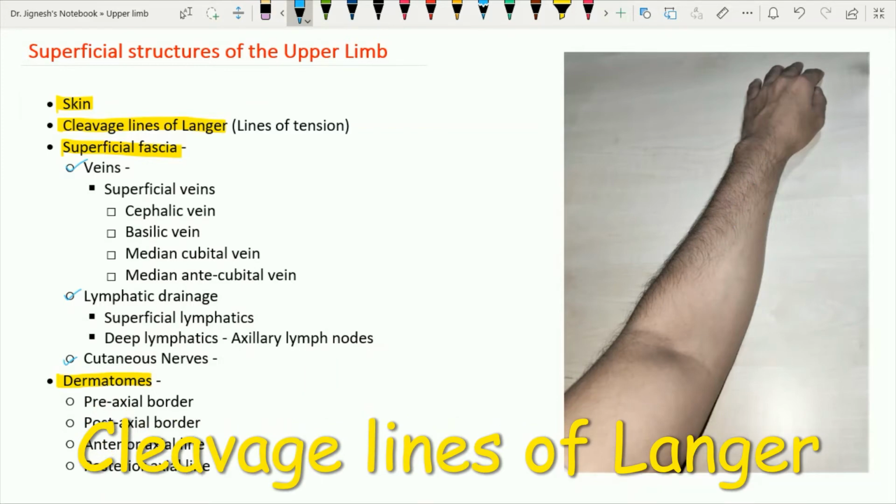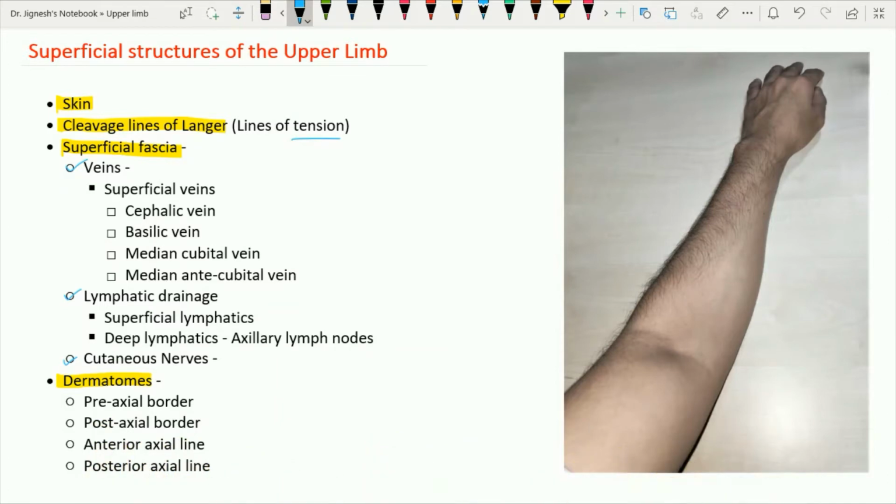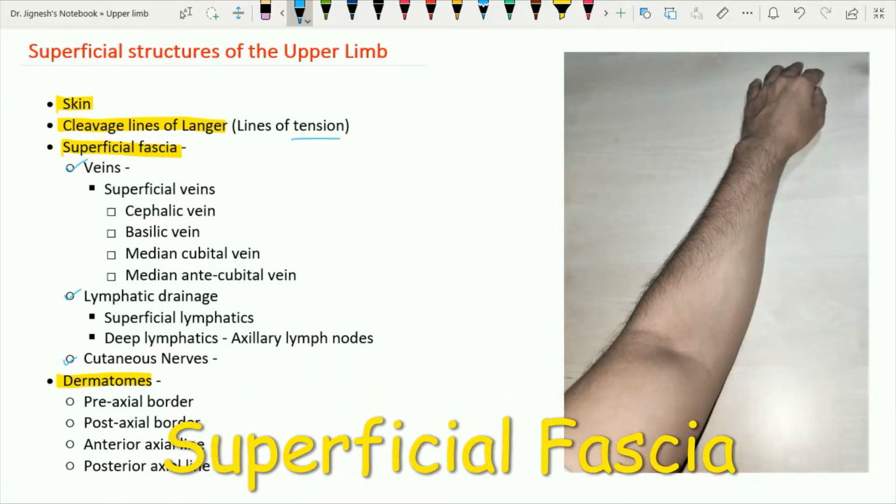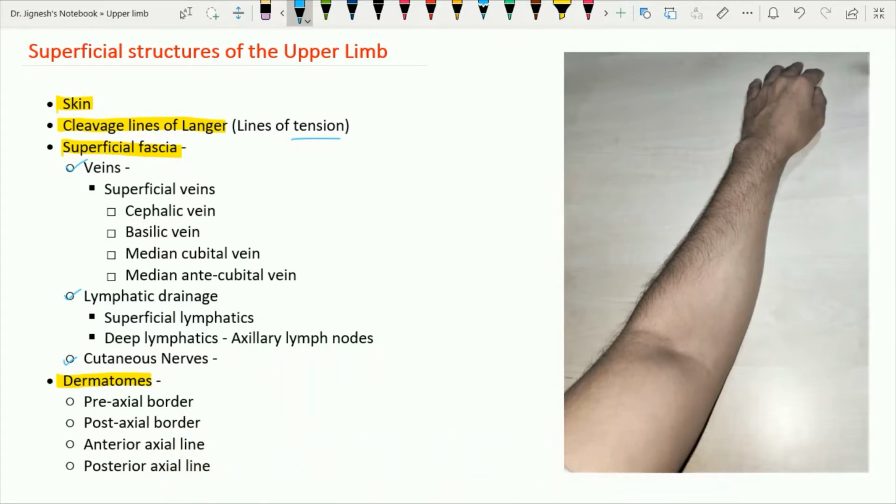When we see the cleavage lines of Langer, these are the lines of tension, and they are nothing but the orientation of the collagen fibers within the dermis. The superficial fascia of the upper limb is loaded with fat and is just below the skin. It also contains fibroareolar tissue, and within the superficial fascia at the pectoral region we find the mammary gland. Within the superficial fascia we find the veins, and these are superficial veins.